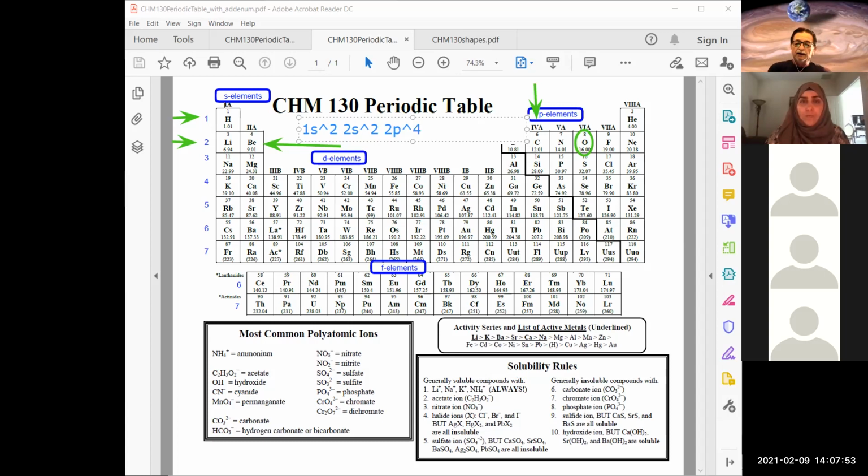Now oxygen has 8 electrons. Look at my superscripts, do I? Excuse me, yeah, 8. So I have 8 electrons in my superscript. Okay. Nothing complicated now, right?